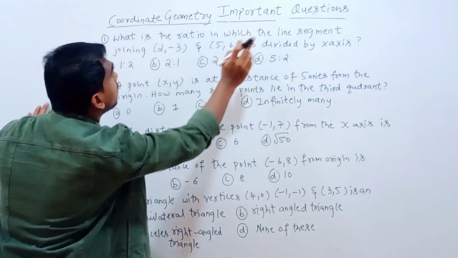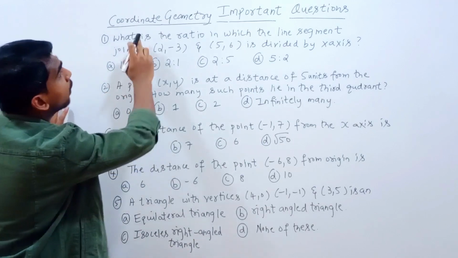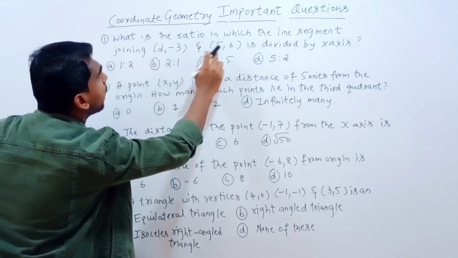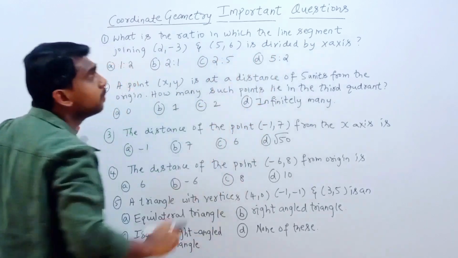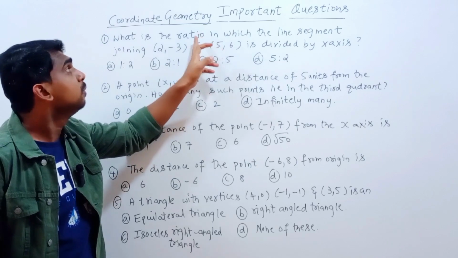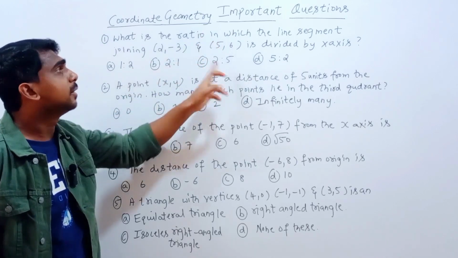Coordinate geometry important questions. First question. What is the ratio in which the line segment joining (2, -3) and (5, 6) is divided by the x-axis? Here we have to use the ratio formula m1 by m2. Then we will find the ratio.